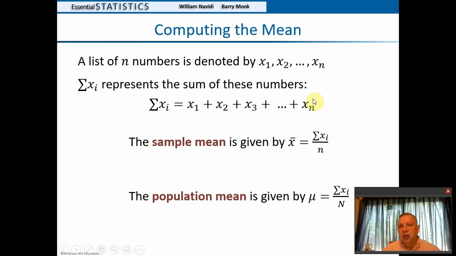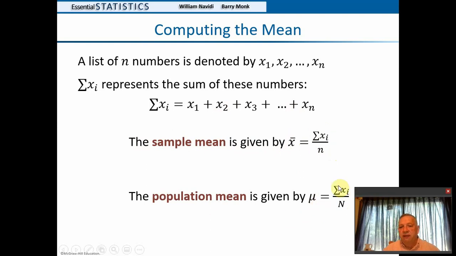...means to continue on, all the way up to x sub n, as it's called, and we'll just add up all those data, but then we have to divide by the number in the data set. So the sample mean is given by x bar, the sum of these data points divided by n. I'm using this x bar because I don't have all the data. It is just from a sampling of the population.